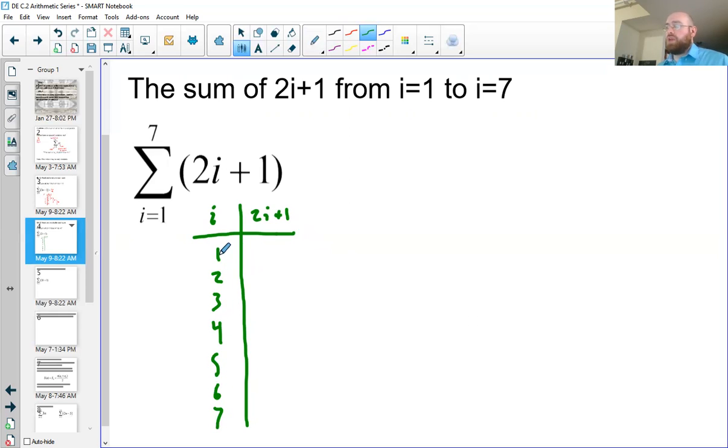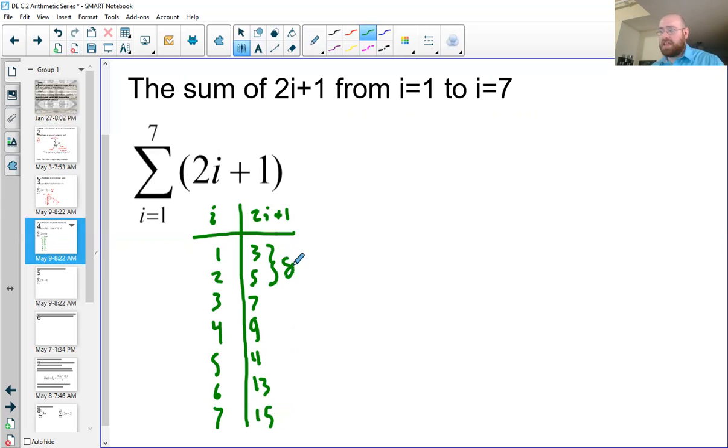We have 1 times 2 is 2, plus 1 is 3. So 4 plus 1 is 5. And notice that this is a linear equation, an arithmetic sequence, so we can find the remainder just by adding 2. So 9, 11, 13, 15. Now we have to add them up.